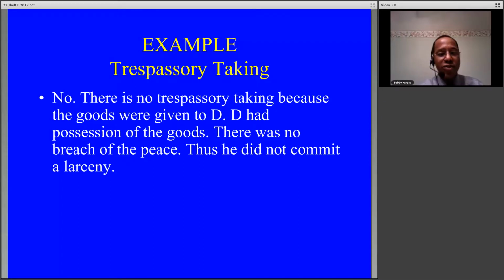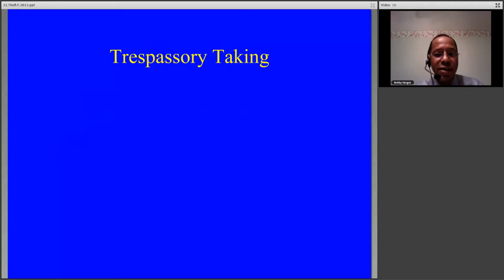No, that offense would not be larceny under the common law definition. Why? Because there was no trespassory taking, because the goods were lawfully given to D. D had possession. D had lawful possession. Thus, there was no trespassory taking. Therefore, he did not commit larceny.